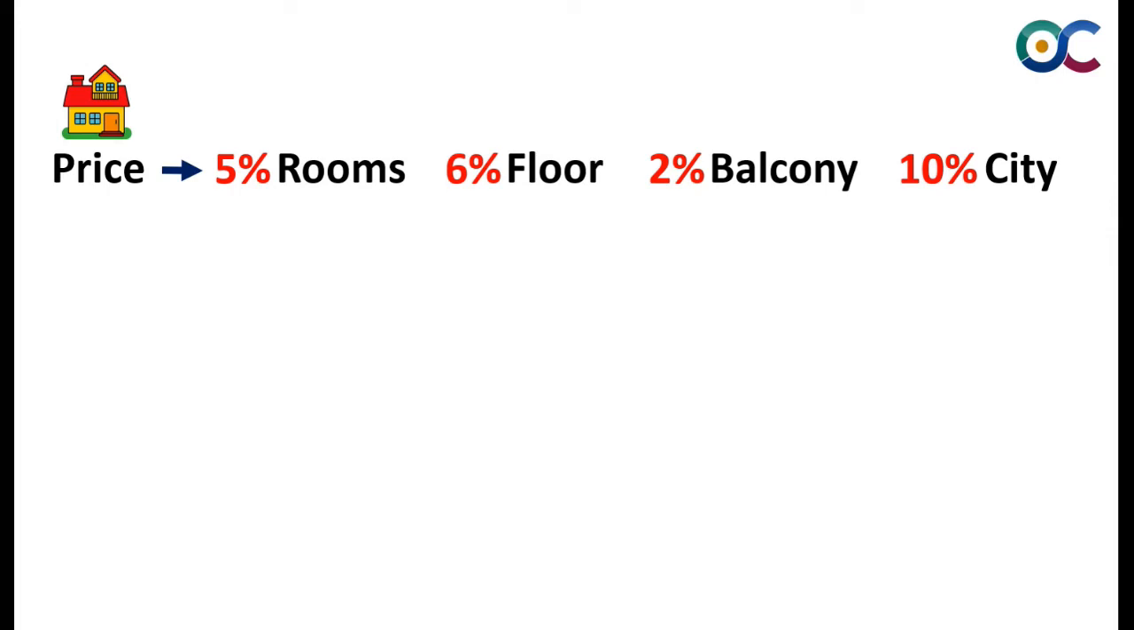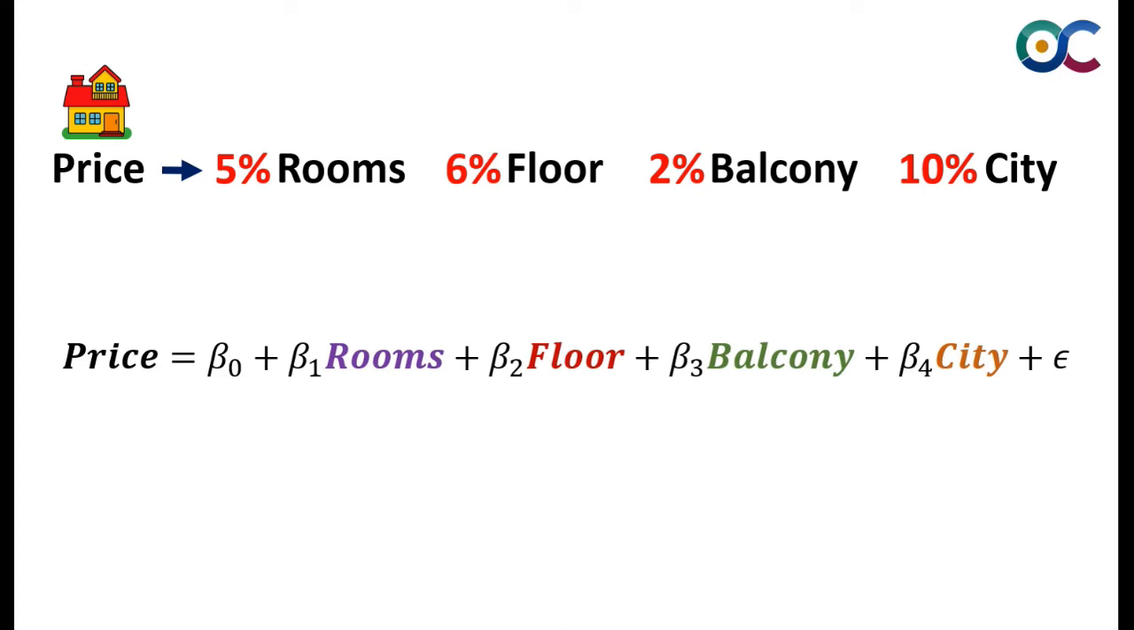So these percentages in red, these are actually your betas. If I want to write this in terms of an equation, it will look something like this. So beta 1 here represents the 5% that you have up here. Beta 2 is the 6% right here. Beta 3 is the 2%. Beta 4 is the 10%. These are the estimated approximate coefficients, which is the increment to the price if we change something in these variables.